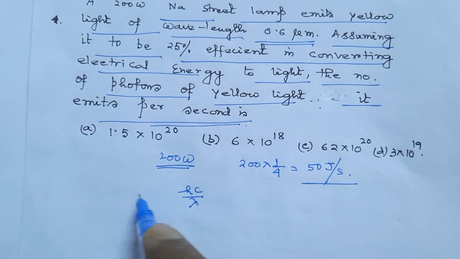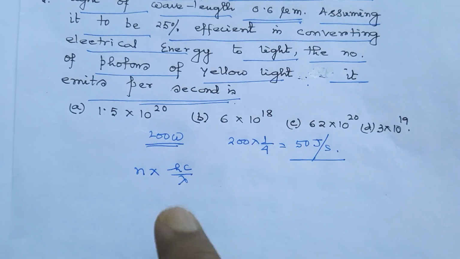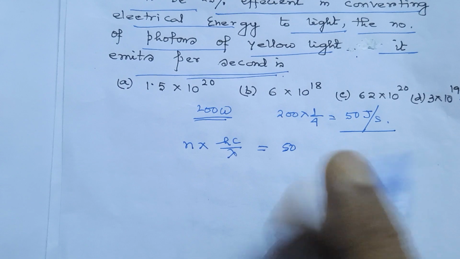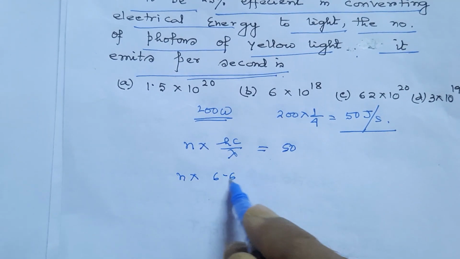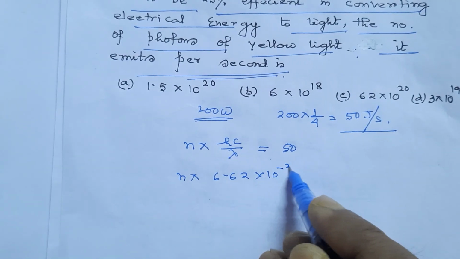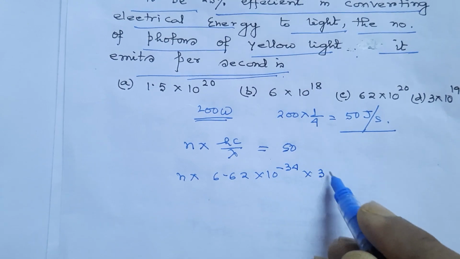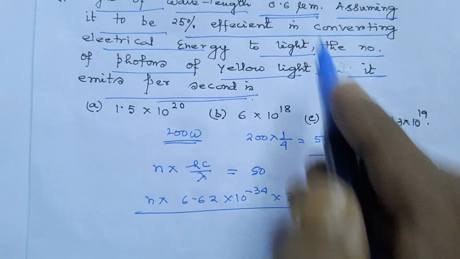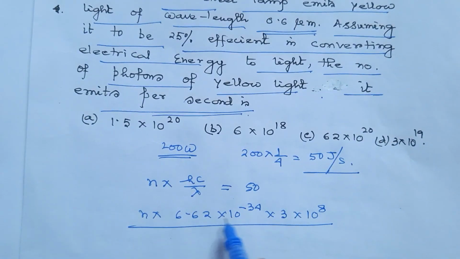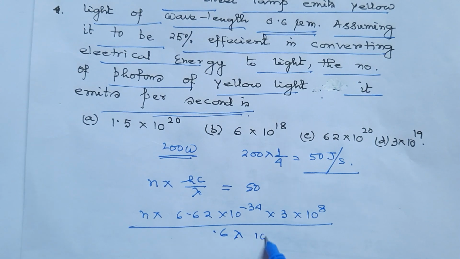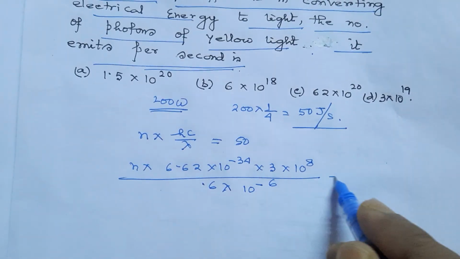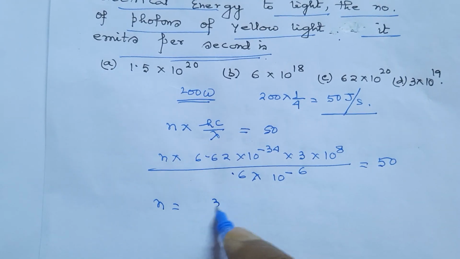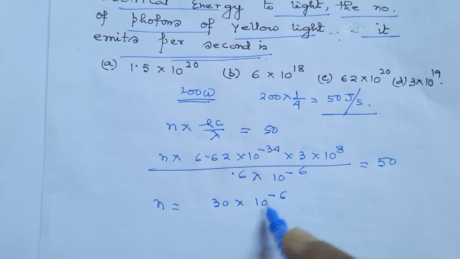If there are n number of photons, so the total energy carried is n hc by lambda equals to this 50 joule. h equals to 6.62 into 10 to the power minus 34 joule seconds, c is the velocity of light in vacuum, that is 3 into 10 to the power 8 meter per second, and lambda is here 0.6 micrometer. So 0.6 into 10 to the power minus 6 meter equals to 50. So n equals to what? 30 into 10 to the power minus 6.